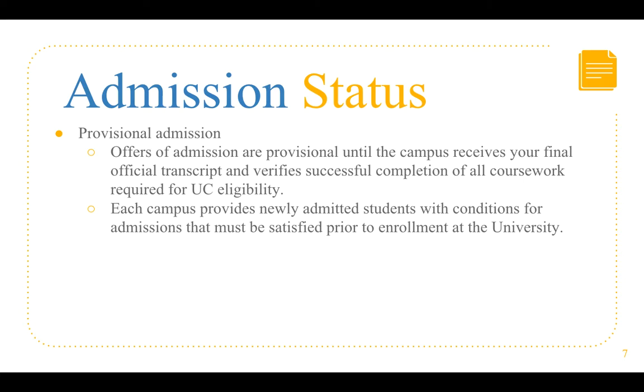So they're kind of crossing the T's and dotting the I's, making sure that you've done everything that you said you did and everything you said you were going to do, and of course meet all the eligibility requirements needed for admission. Each campus provides newly admitted students with conditions for admission that must be satisfied prior to enrollment at the university. That could be requiring certain grades in courses. So it's important to pay attention to the wording of your provisional admission so that you know what needs to be done to maintain that admission.